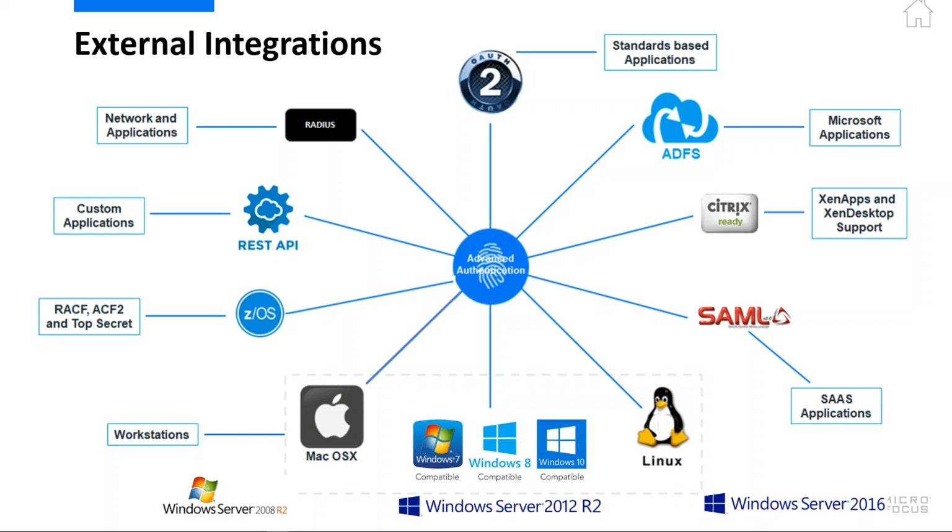So if, for example, your company uses Salesforce.com or other applications that depend on this, users can easily connect and authenticate. We are Citrix Ready, having completed their certification processes, and we provide full ADFS support from Microsoft and even provide two-factor authentication to the mainframe with a z/OS connector. We have a REST API and a connector for RADIUS providing connections to network applications such as a VPN client.